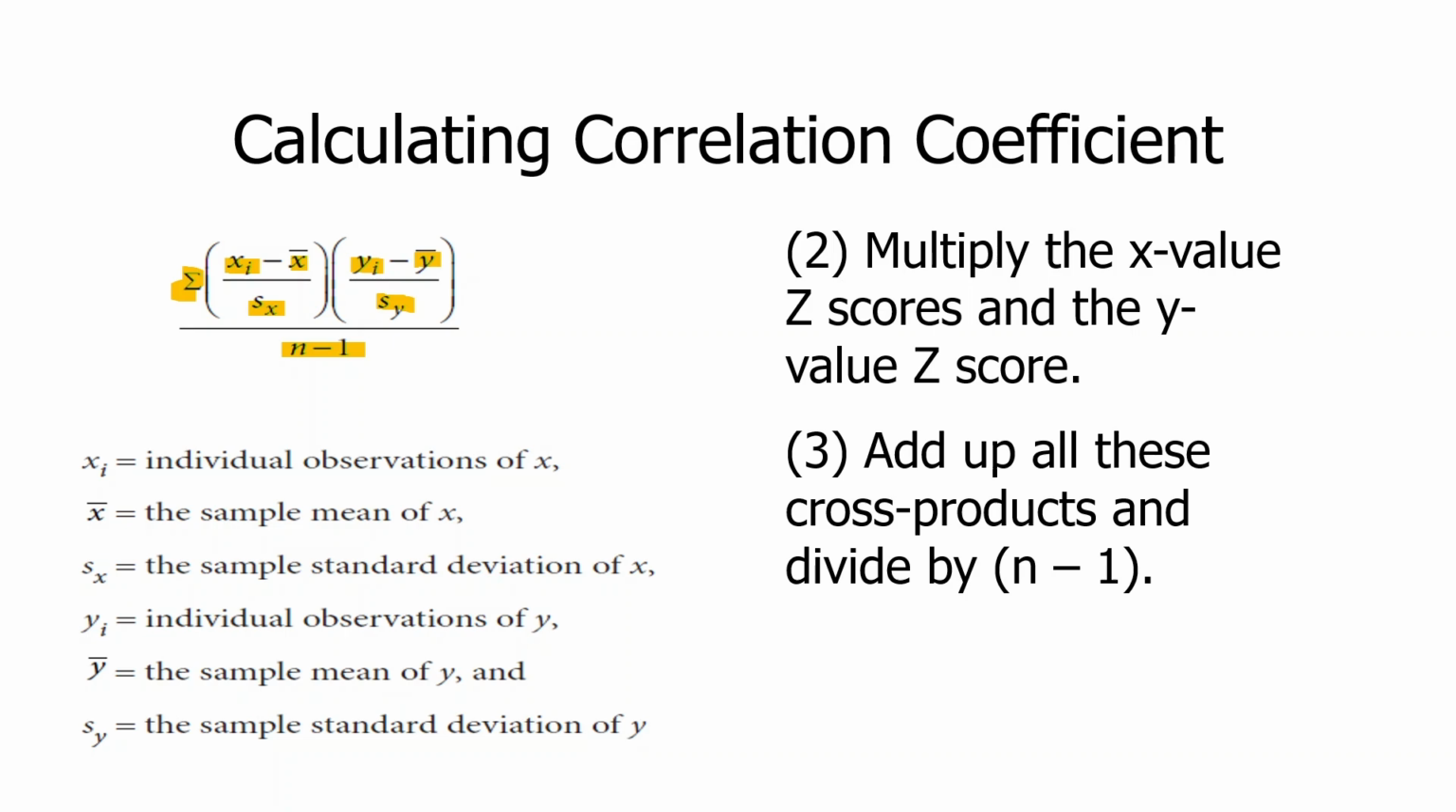Let's just review that. Convert each x value to a z-score and convert each y value to a z-score. Above the mean values of x will have positive z-scores. Below the mean values will have negative z-scores. Multiply the x value z-scores by the y value z-scores. Those are the cross products. Add them all up and divide by n minus 1, and you've got the correlation coefficient.